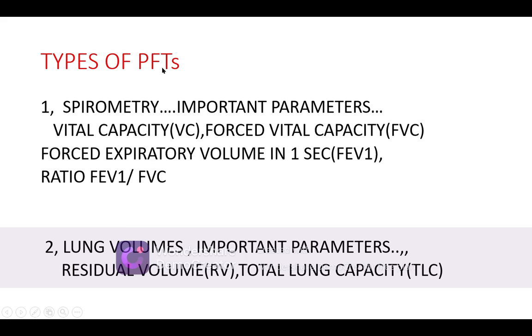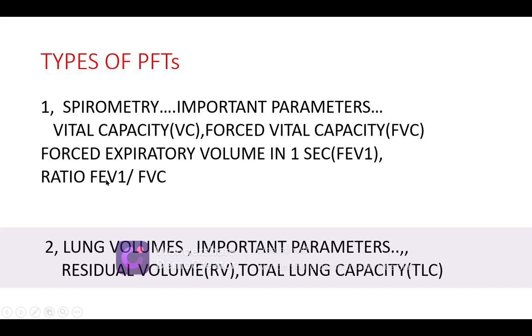The type of pulmonary function test is spirometry. There are a lot of parameters. What you have to remember is the vital capacity and forced vital capacity: deeply inspired and forcefully expired. That is forced vital capacity. Forced expiratory volume in 1 second, calculated by the computer, is FEV1. The ratio of FEV1 to FVC is important.